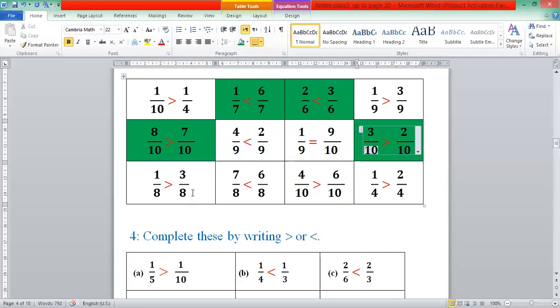1 over 8 is greater than 3 over 8, not correct. 7 over 8 is less than 6 over 8, not correct. 4 over 10 is greater than 6 over 10, not correct. 1 over 4 is greater than 2 over 4, not correct.